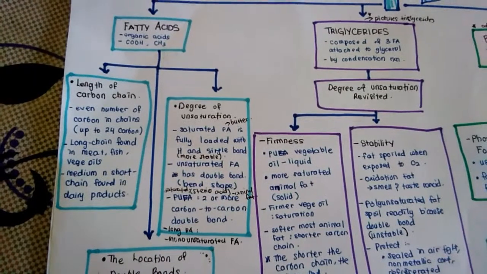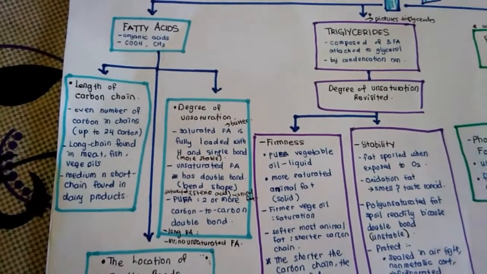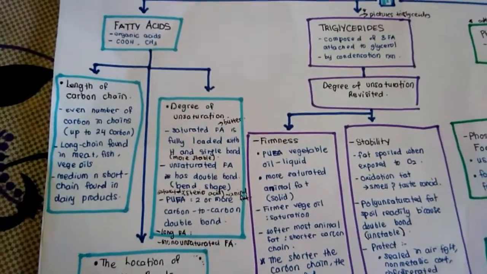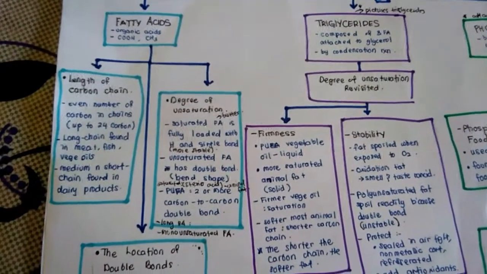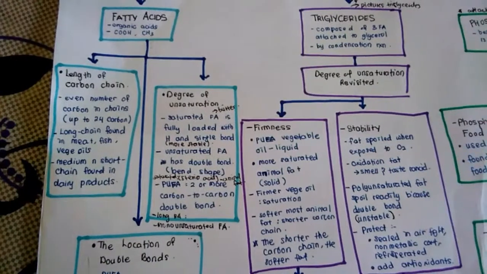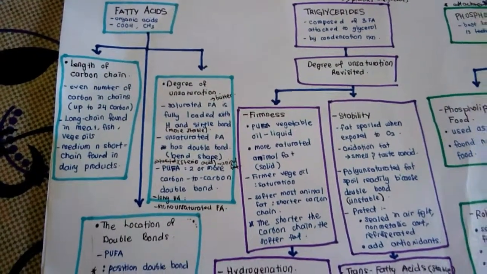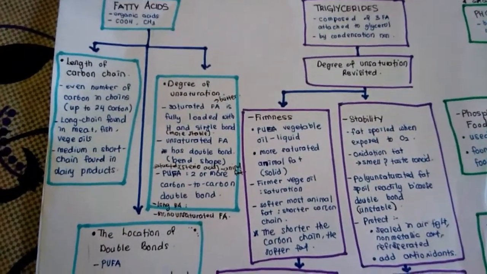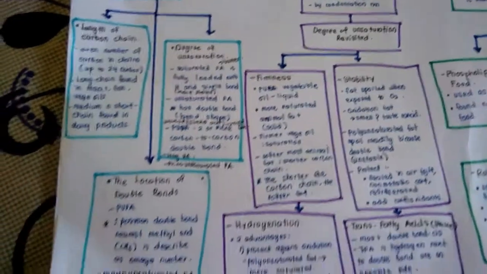An unsaturated fatty acid has a double bond and has a bent shape, and a polyunsaturated fatty acid has two or more carbon double bonds.